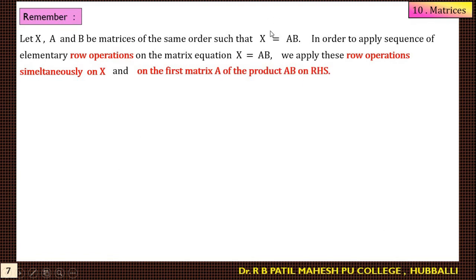That means if we apply any row operation to this equation, like interchange or scalar multiplication, that operation is applied on the left side, but on the right side it should be applied to the first term, that is A. To A it is applied, B we have to keep as it is. So this is the rule.